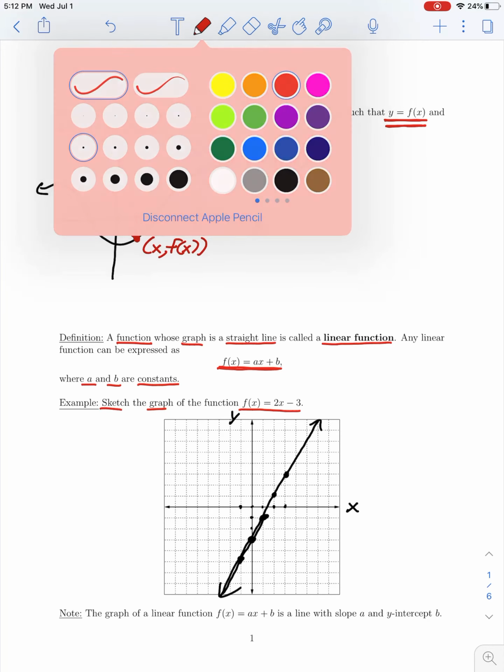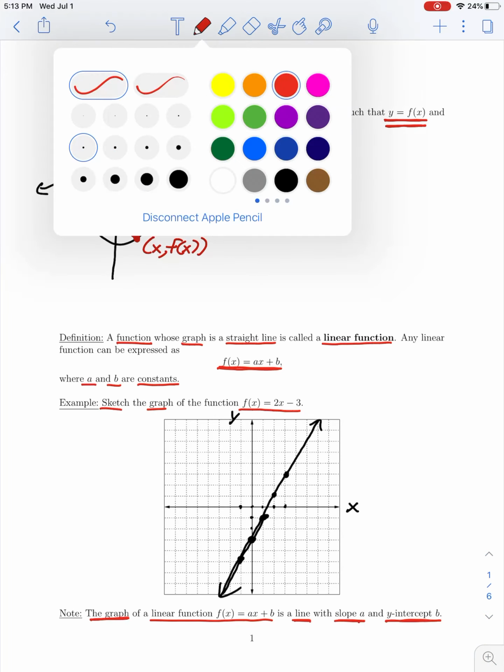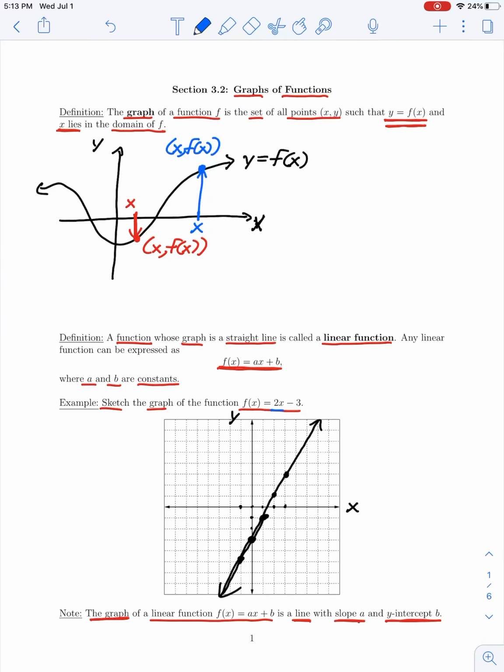In general, we can recall that the graph of a linear function of the form ax plus b specifically is the line whose slope is a and has a y-intercept of b. So in the example we just considered, a was 2, so the slope of our line is positive 2, and our y-intercept was negative 3 here. All right.